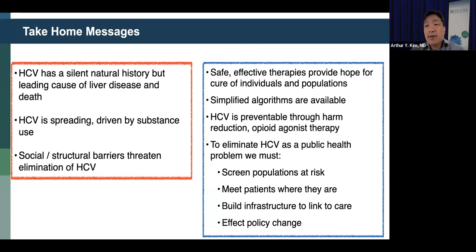And really, on a population level, Iceland showed that you can reduce it, and even if there are ongoing risk factors, you're less likely to encounter hep C if you're able to ramp up treatment. And so: screen, meet patients where they're at, build the infrastructure, and affect policy change. These are all issues that resonate with those of us who were involved in the HIV epidemic decades ago. For hepatitis C, we have an opportunity to do the same thing and eliminate it together.